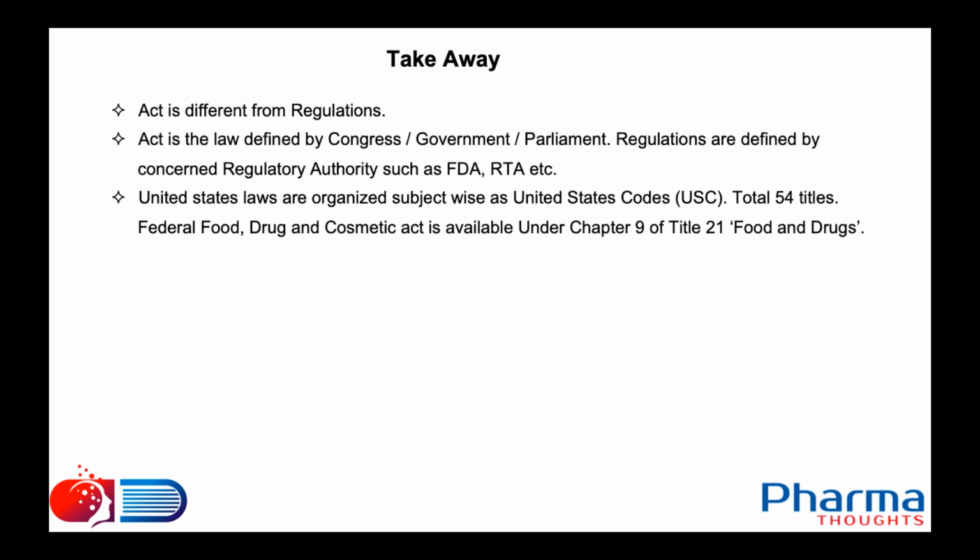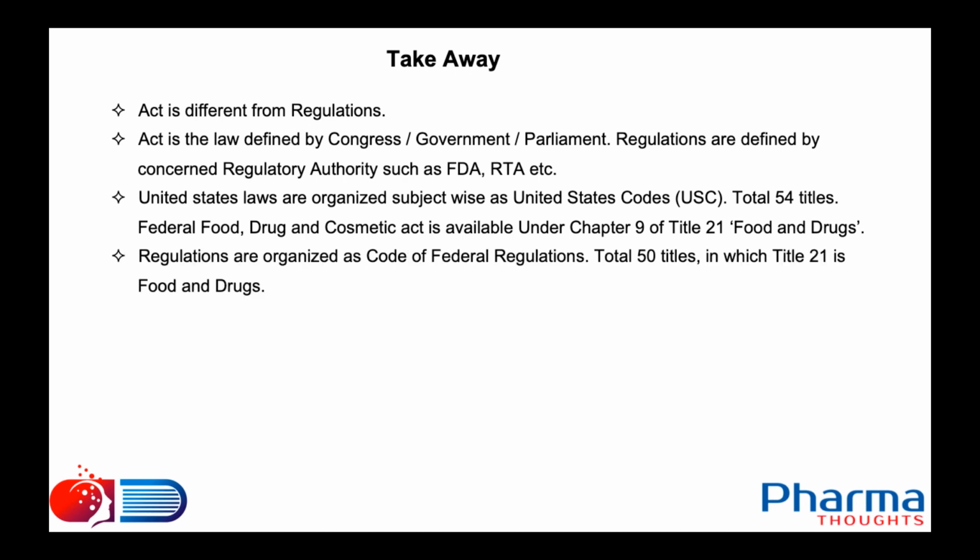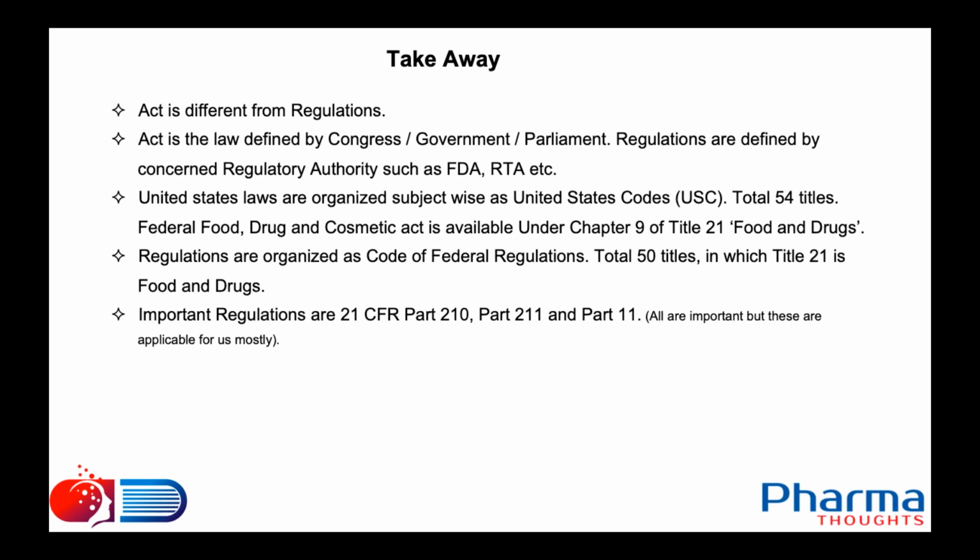United States laws are organized subject-wise as United States Code, and totally 54 titles are available, in which Federal Food, Drug and Cosmetics Act (FTC Act) is available under Chapter 9 of Title 21 Food and Drugs. Regulations are organized as Code of Federal Regulations. Total 50 titles are available, in which Title 21 is Food and Drugs. Important regulations that are applicable for us are 21 CFR Part 210, Part 211 and Part 11. All the CFR are very important, but these are applicable for us mostly.